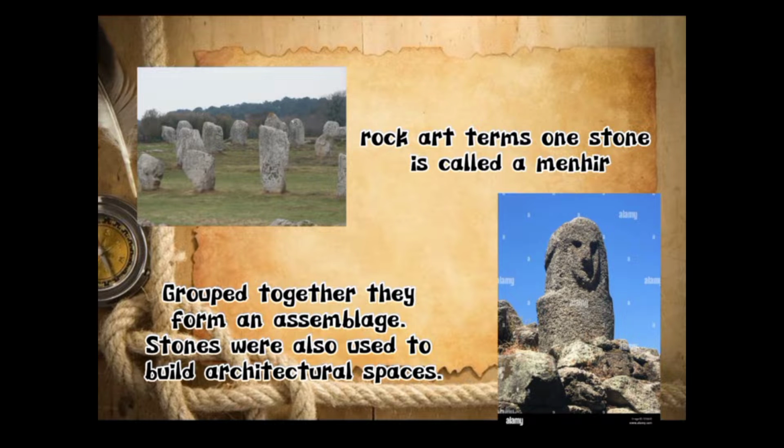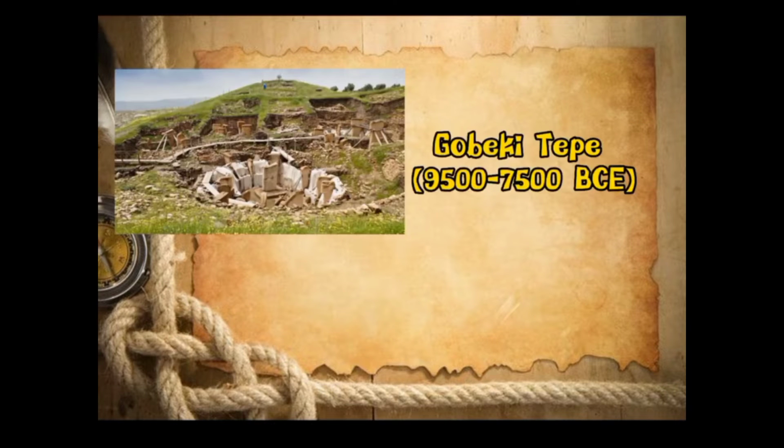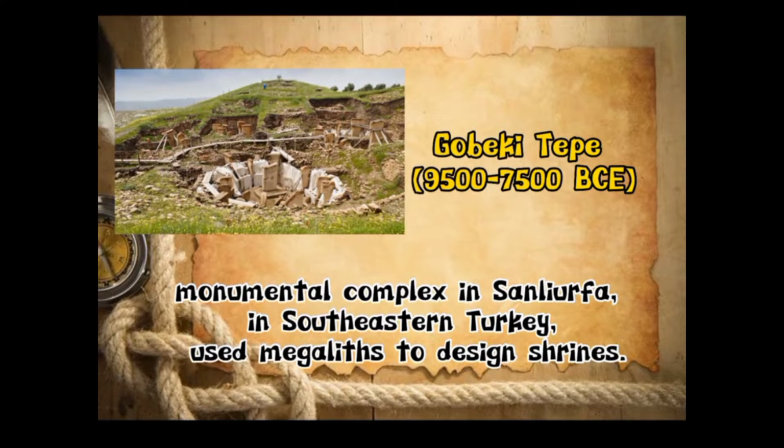Stones were also used to build architectural spaces. Göbekli Tepe, from 9500 to 7500 BCE, is a monumental complex in Şanlıurfa in southeastern Turkey. It used megaliths to design shrines. The surroundings contain numerous reliefs of local animals.